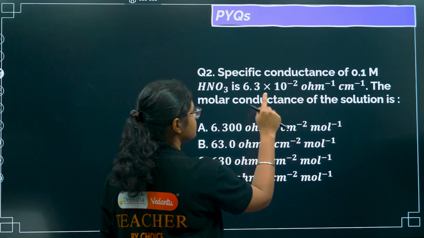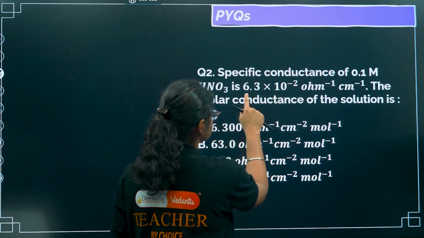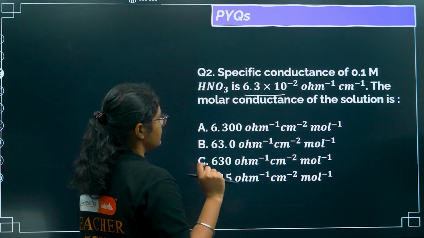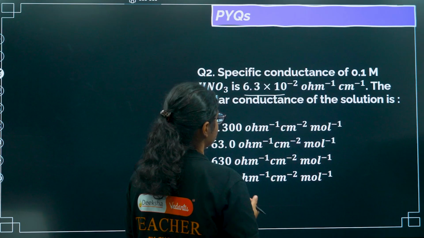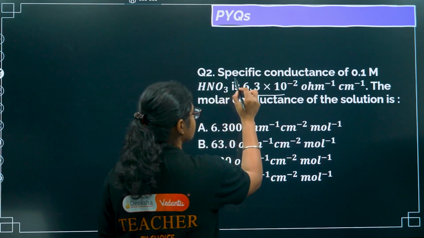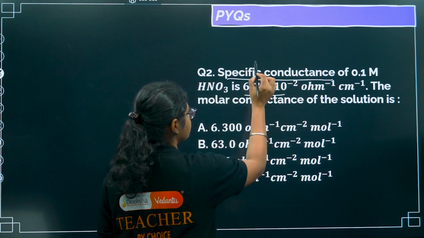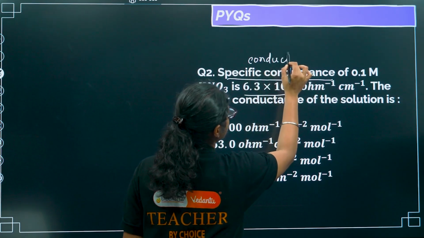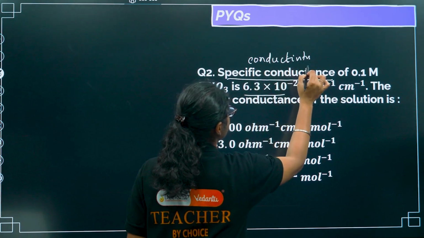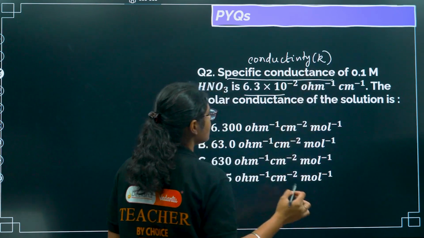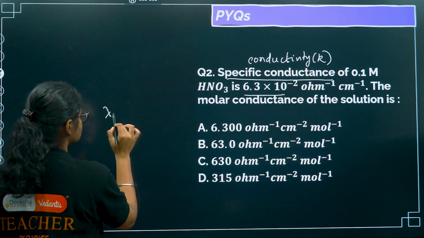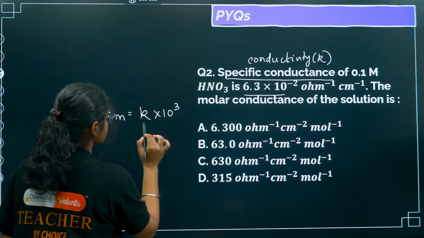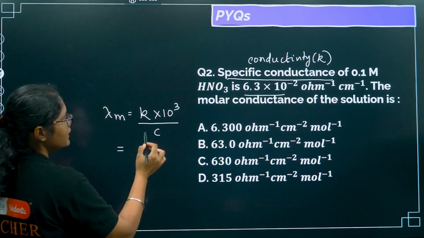The specific conductance of 0.1 molar HNO3 is 6.3 into 10 to the power of minus 2 ohm inverse centimeter inverse. The molar conductance of the solution is? Now what is the specific conductance? You should remember specific conductance is the same as conductivity, or kappa. Molar conductance formula is kappa into 1000 by C, right? So what is kappa value?